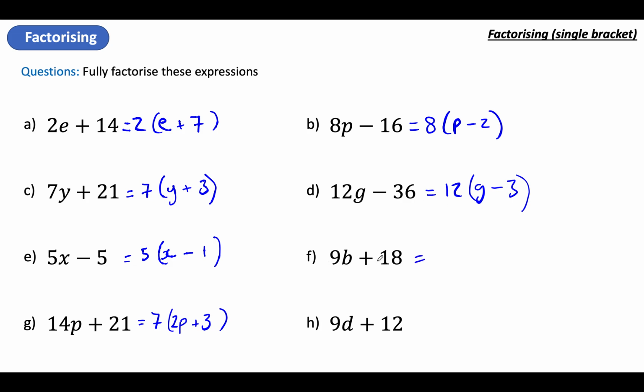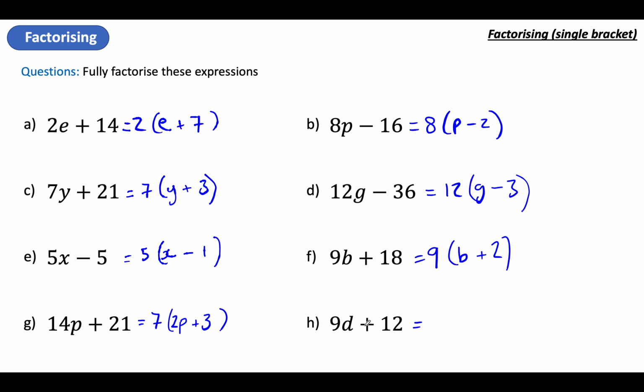Biggest number that divides these. Now 3 divides both, but 9 is the highest common factor. I times it by b. And how many 9s in 18? Well, that's 2, so I need to times it by 2. Yep. 9 times b and 9 times 2.